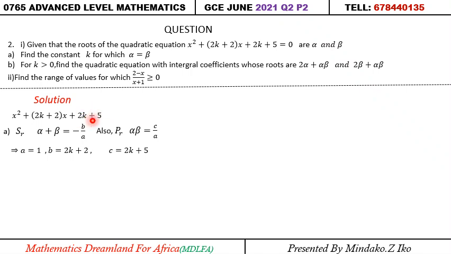So this is our c here. Our c is a constant. Okay, so that is it.